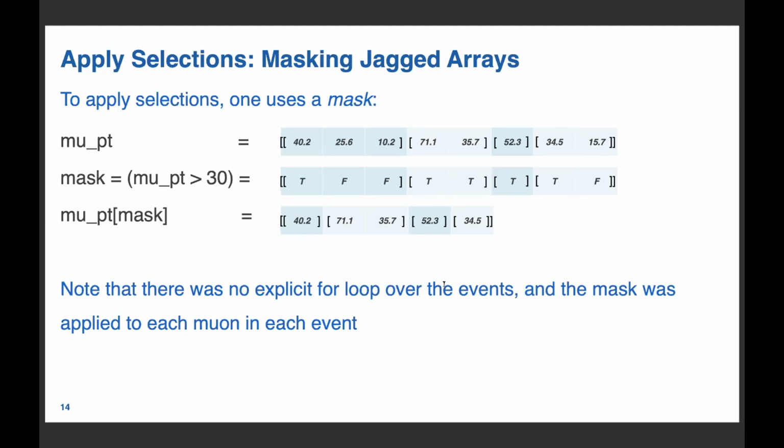It's an array of booleans, true or false, that is constructed by making a requirement on the mu-MPT itself. So when you pass this mask to the original array, you are going to select only the events that show a mu-MPT that is larger than 30. You can see that there is no explicit loop whatsoever, and the mask is applied to each mu in each event simultaneously.